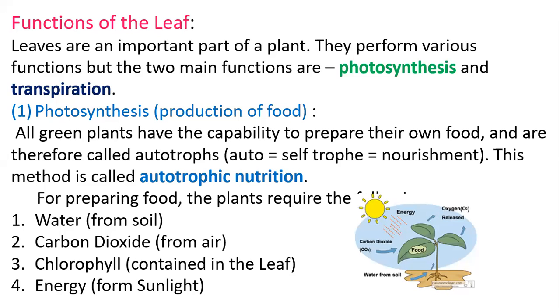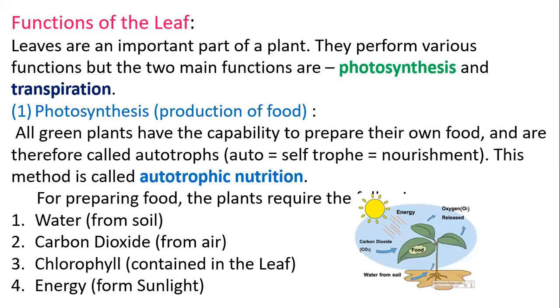Functions of the leaves. Leaves are an important part of a plant. They perform various functions, but the two main functions are photosynthesis and transpiration. Photosynthesis: production of food. All green plants have the capability to prepare their own food and are therefore called autotrophs. Auto means self, trophos means nourishment. This method is called autotrophic nutrition.